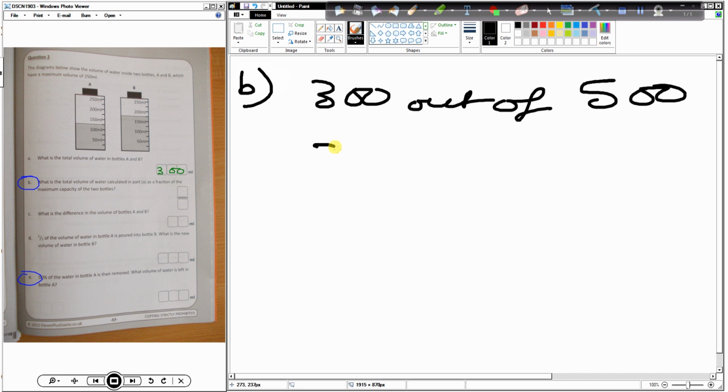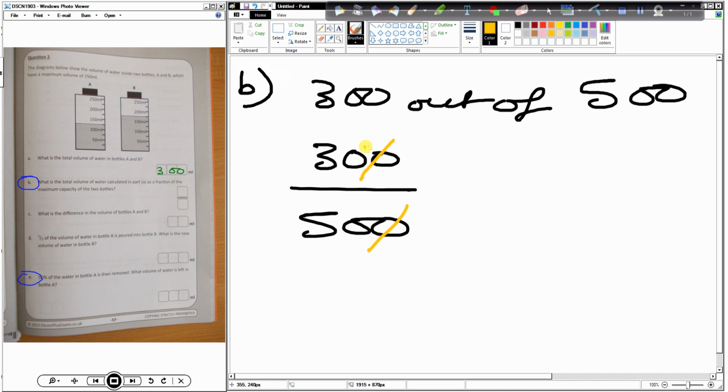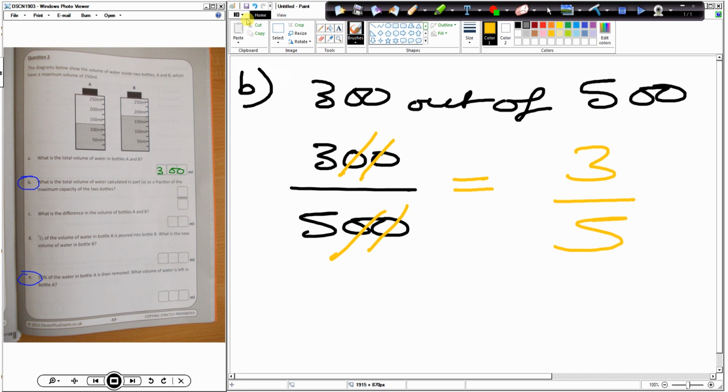So out of in mathematics means what? Divide. So 300 out of 500. Now we need to simplify it down by dividing by 10, dividing by 10. So that gives us the fraction of 3/5. That's done. Lovely. Next part of the question.